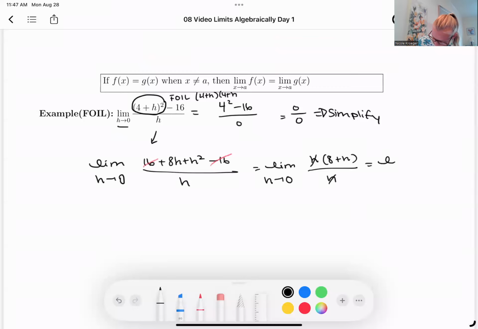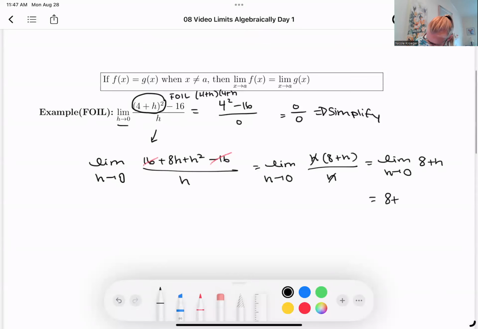The h's cancel out. Remembering we're rewriting our limit throughout each step of this problem until we plug our number in. Okay, this looks like it's pretty much as simplified as I can get. I've canceled things out. So now I'm going to plug in 0. When I plug in 0, I get 8 plus 0, which is 8. That's my final number.